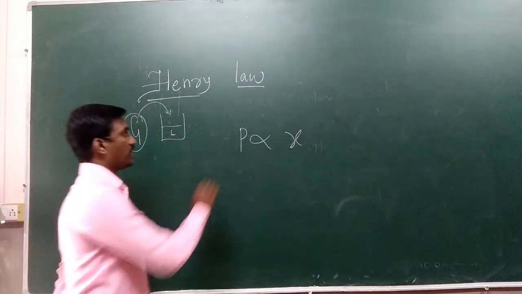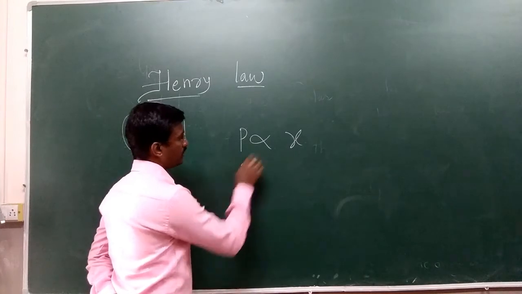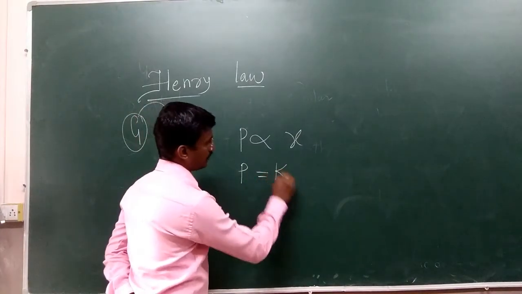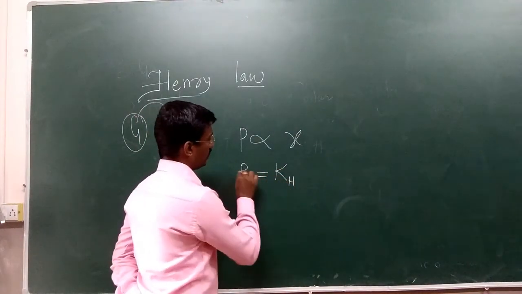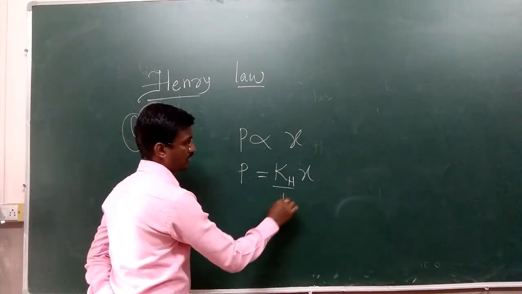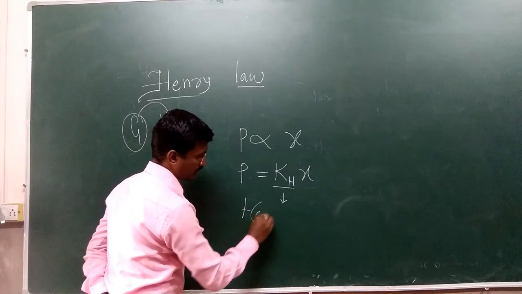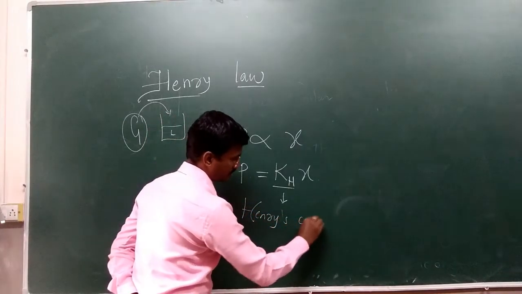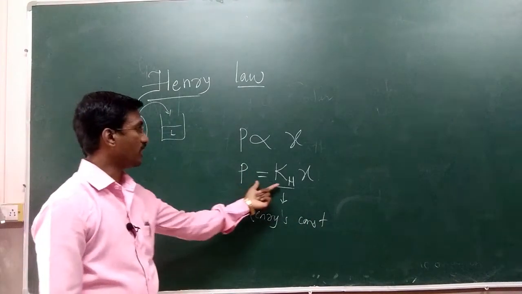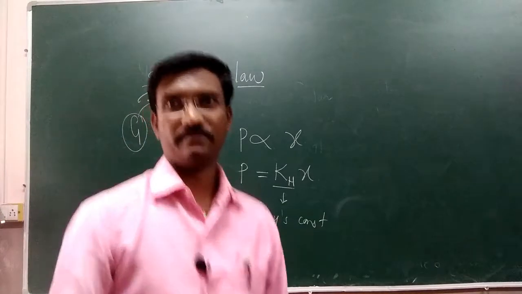Here P is the partial pressure, which is directly proportional to X, the mole fraction. The proportionality is replaced by a constant. The constant is capital K, capital H as subscript. P is equal to K_H into X. This K_H itself is called Henry's constant. They have not mentioned the value. So P = K_H X, where K_H is Henry's constant. This is the mathematical expression.